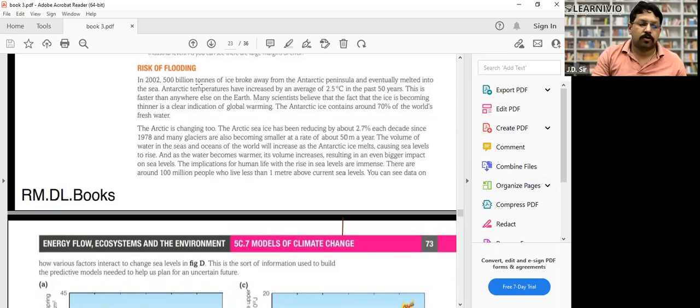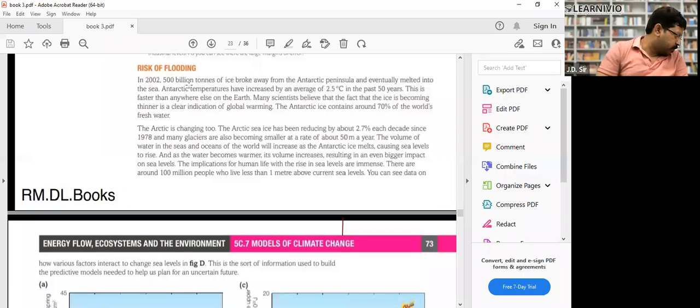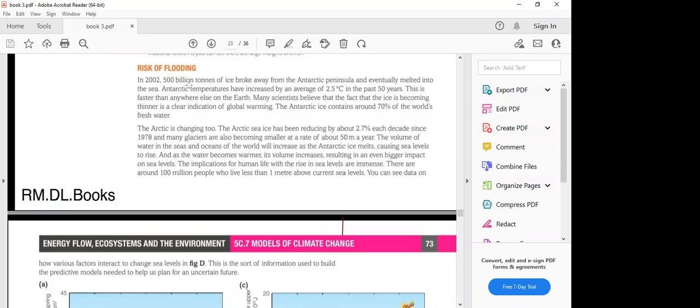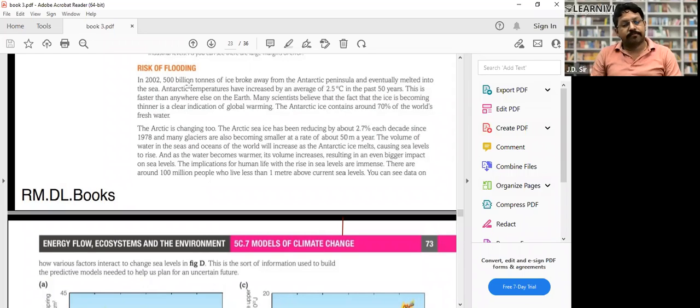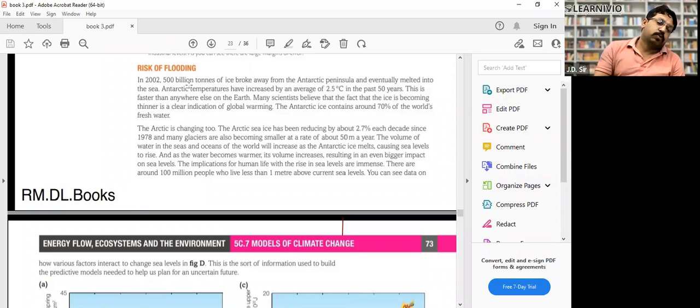Why, Affaf? Why is ice melting? Because there is an increase in temperature. Because the greenhouse gases are being produced in very high amounts. Exactly. Because of the rising temperature. That's why. And if the ice melts into water, what will happen? The sea level will increase, tsunami will come, right? The coastal areas will submerge, and many of the islands will go under the water. That will happen. So that's what is mentioned over here.